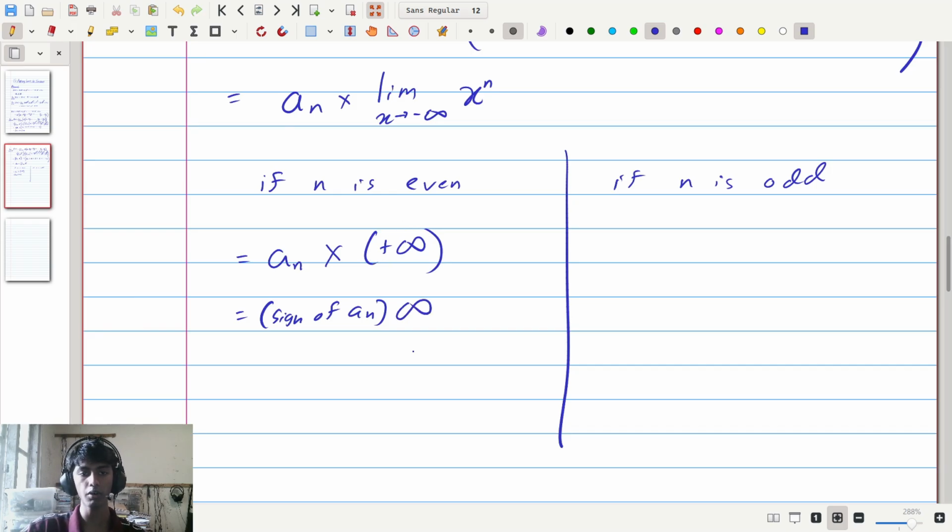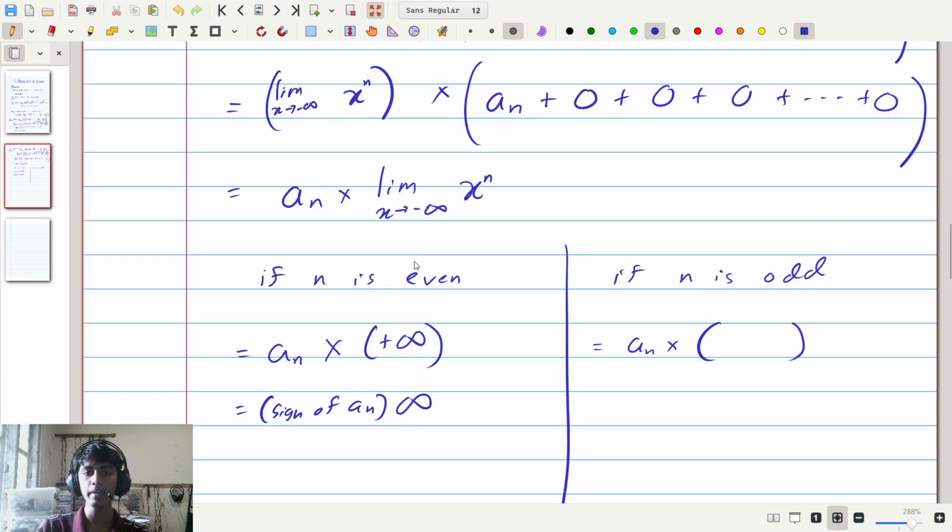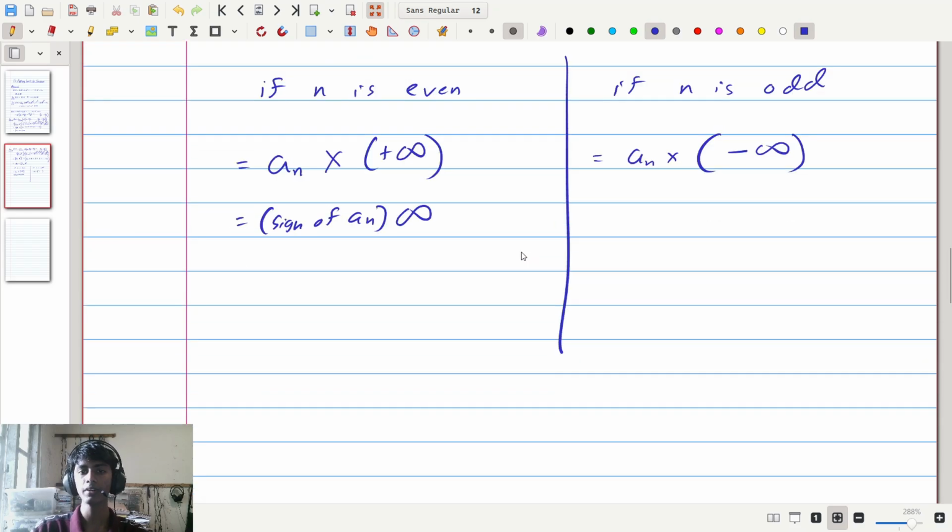So we have the sign of a sub n times infinity. In the other case, what we have is a sub n multiplied by the limit as x approaches negative infinity of x to the power of an odd number, which is going to be negative infinity, because here we have a very large negative number. As we saw earlier, a negative number raised to an odd power is going to be a negative number. So therefore, negative infinity raised to an odd power is going to be negative infinity. So here we have negative infinity.